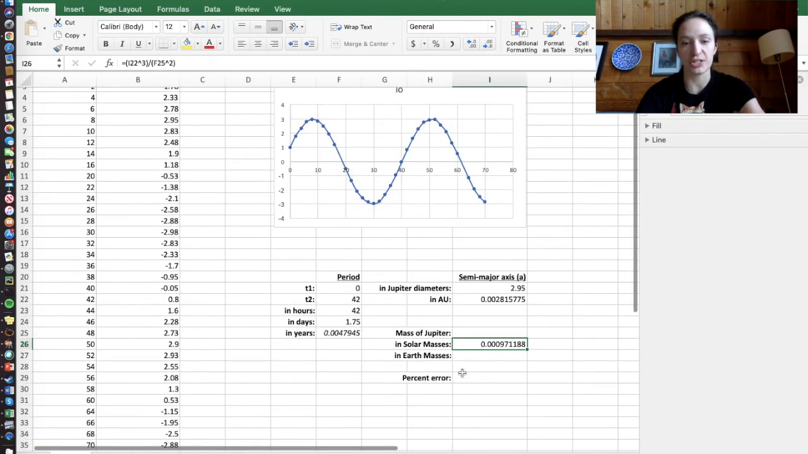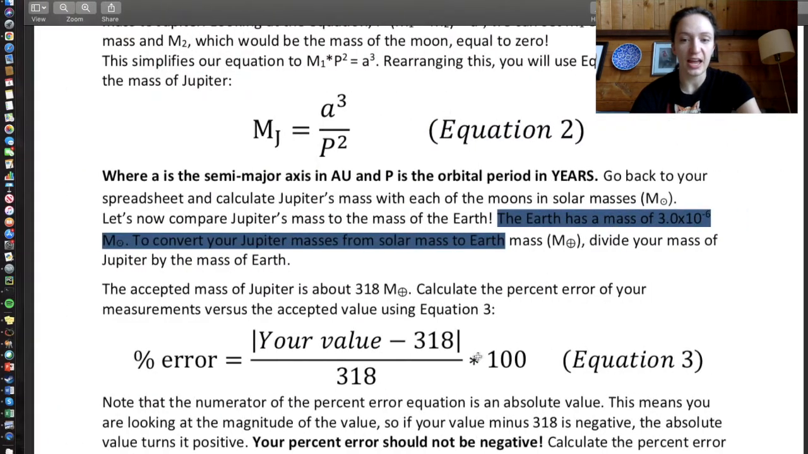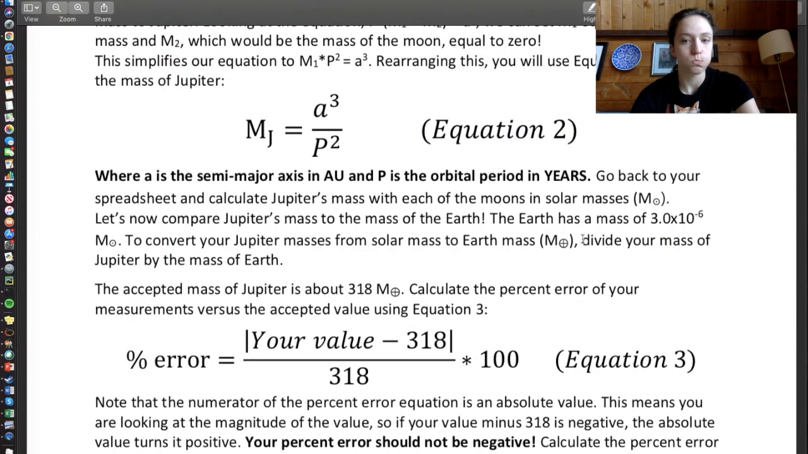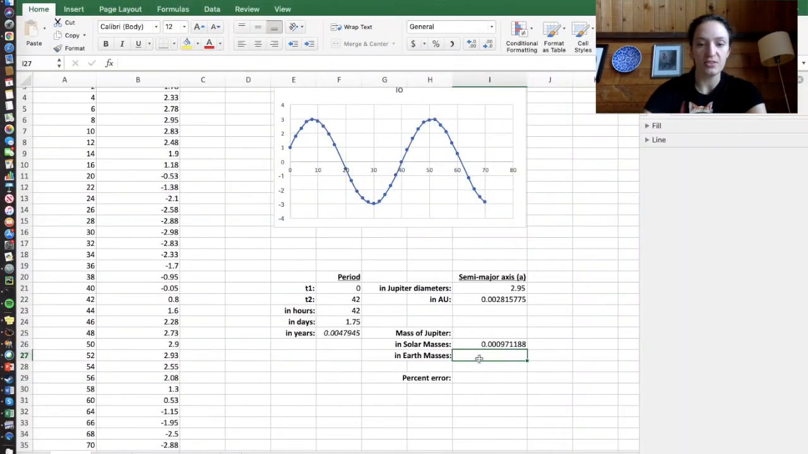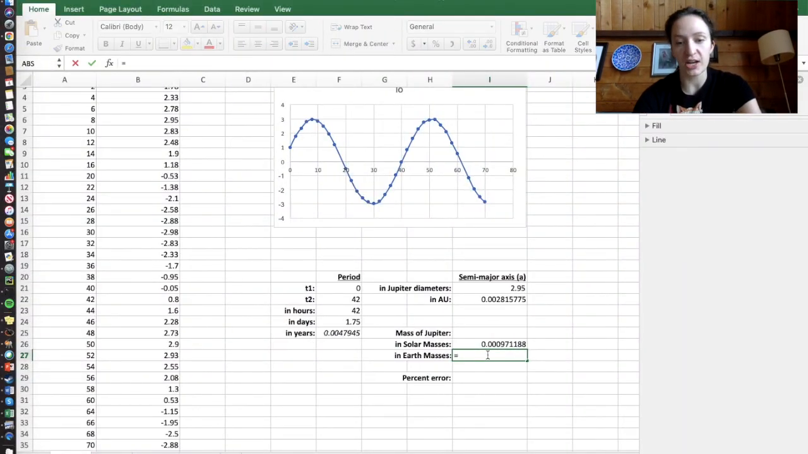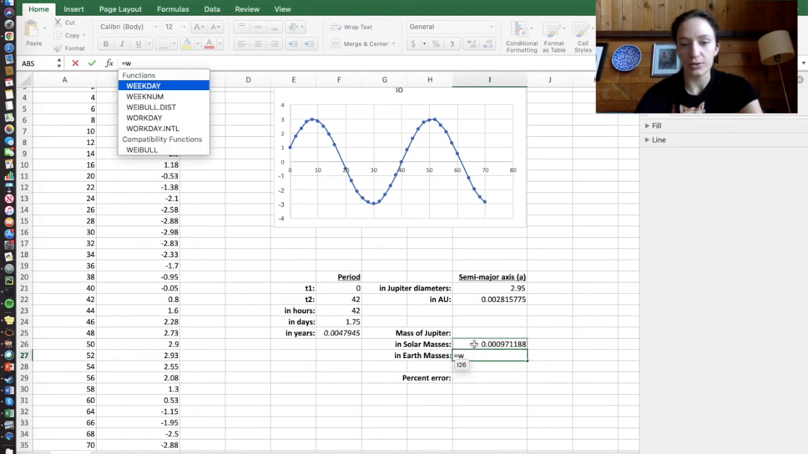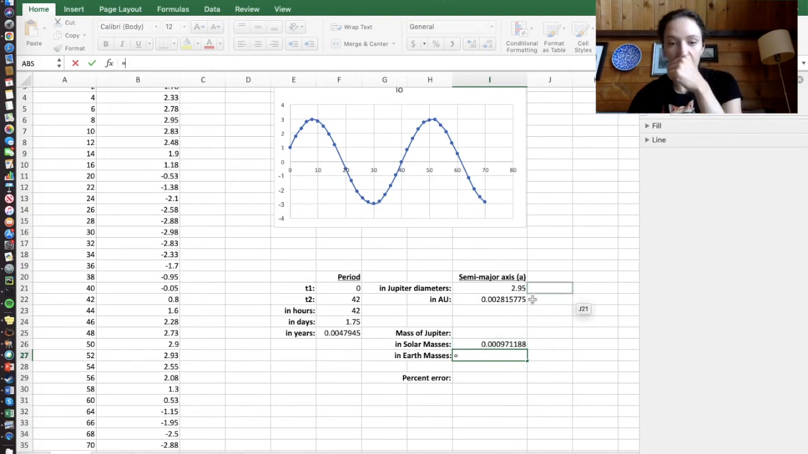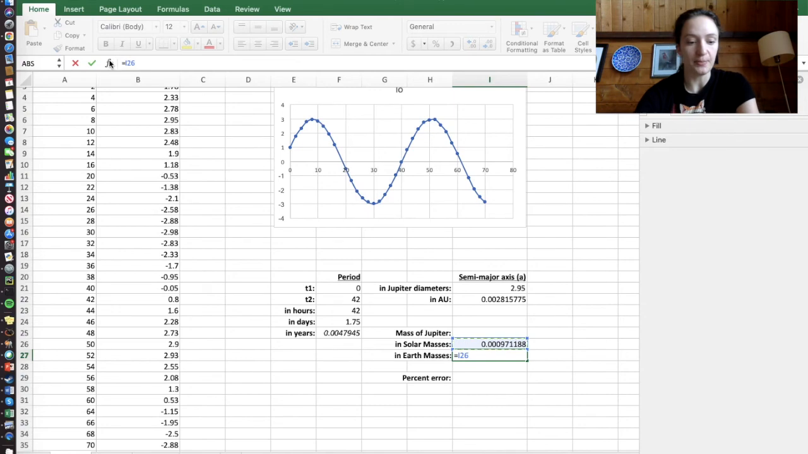So now let's convert it to Earth masses. And to do that, you're going to divide your mass of Jupiter by the mass of Earth. So you're going to go into this cell, do the equal sign. You're going to select the cell with your mass of Jupiter in solar masses. Click that. Then you're going to divide it by parentheses, so it divides by the whole number.